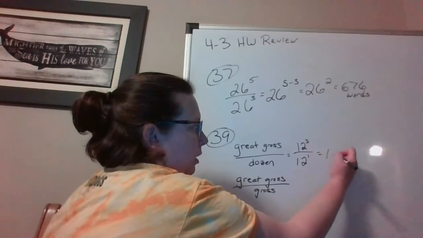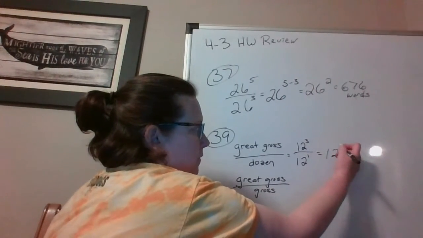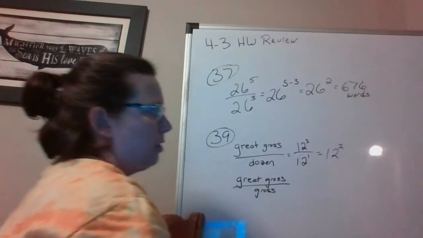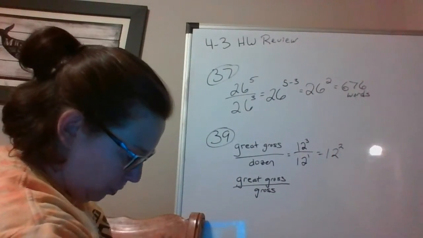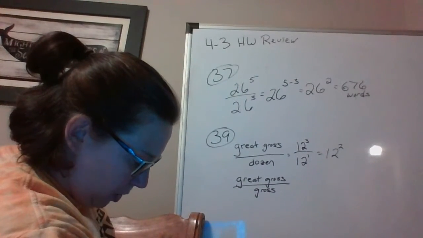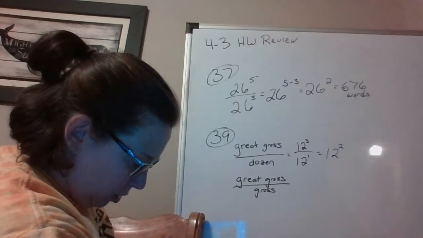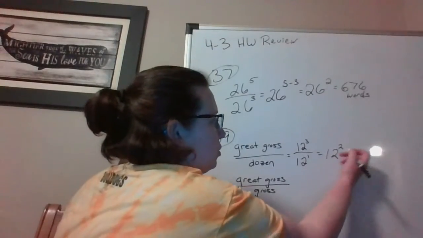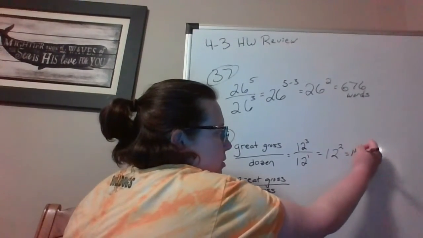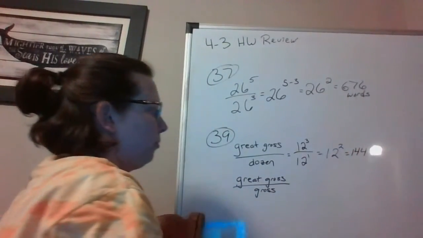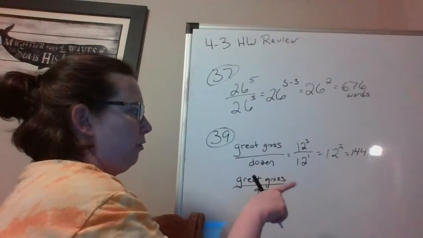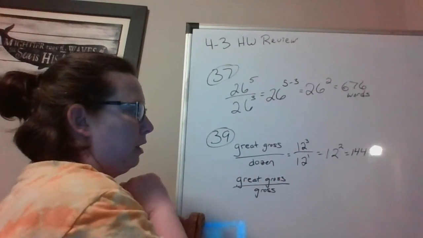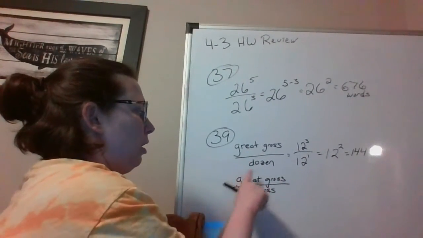So then if we do that math, we get 12 squared. They do want to know what the standard form answer is here again. So 12 squared is 144. So there would be 144 dozen in a great gross.